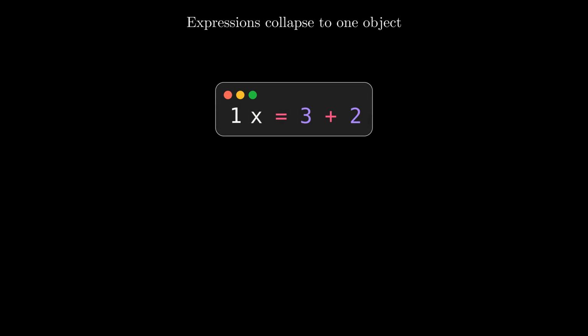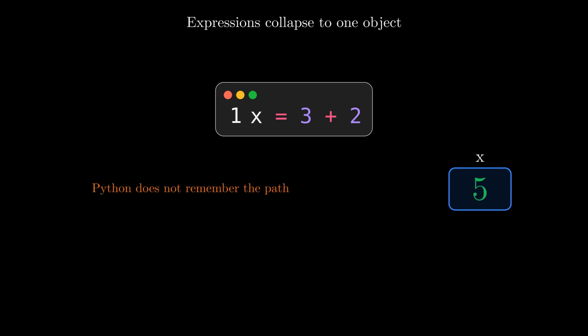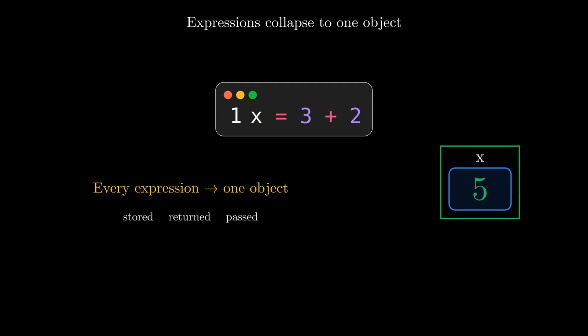Watch this collapse in memory. Write x equals 3 plus 2. Python sees the expression on the right side. It computes 3 plus 2, producing 5. Then 5 gets stored under the name x. The original expression is gone. Python doesn't remember that x came from 3 plus 2. It only remembers the result. This is the foundation. Every expression, no matter how complex, collapses to one object. That single object is what gets stored, returned, or passed along.